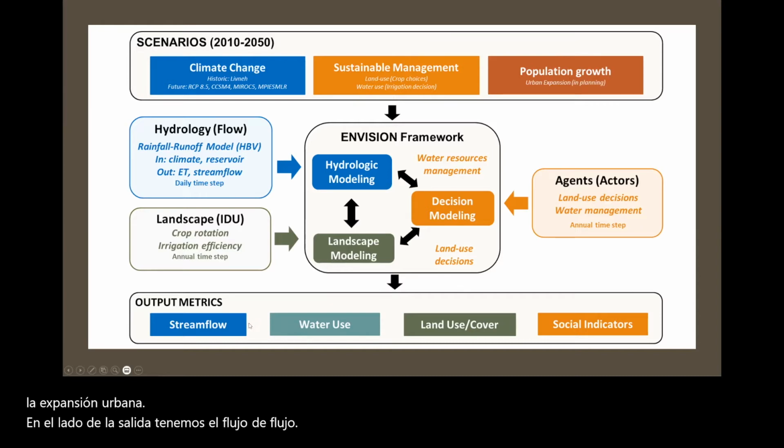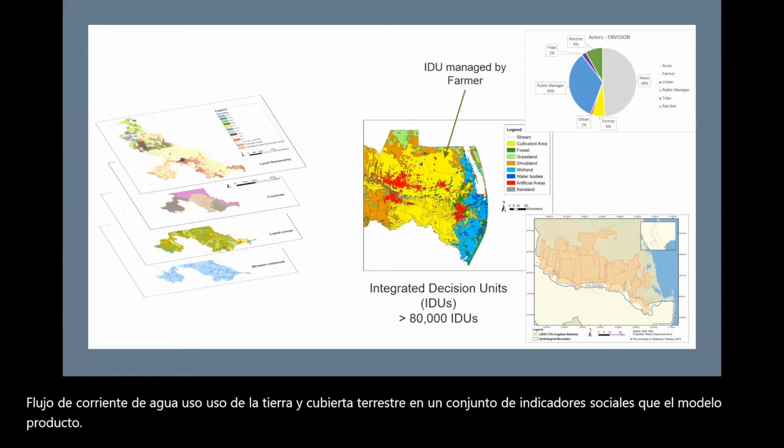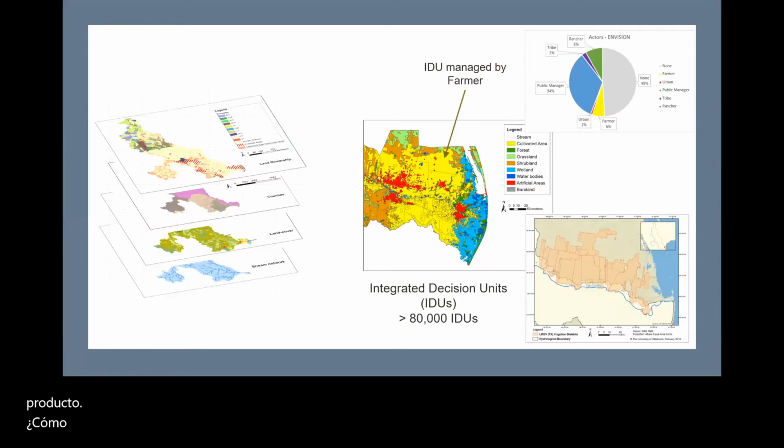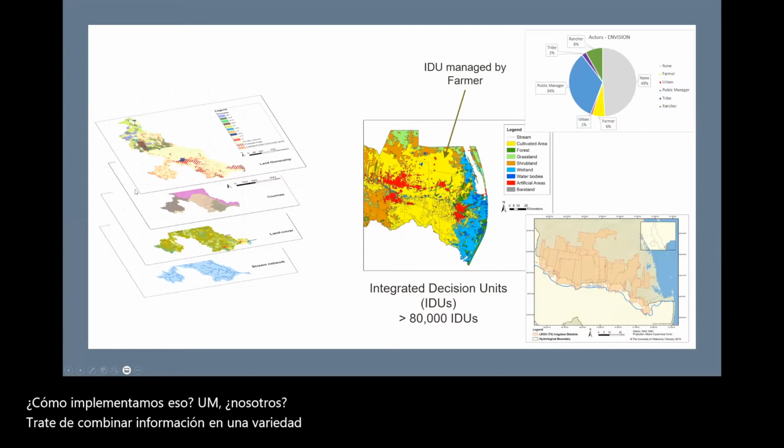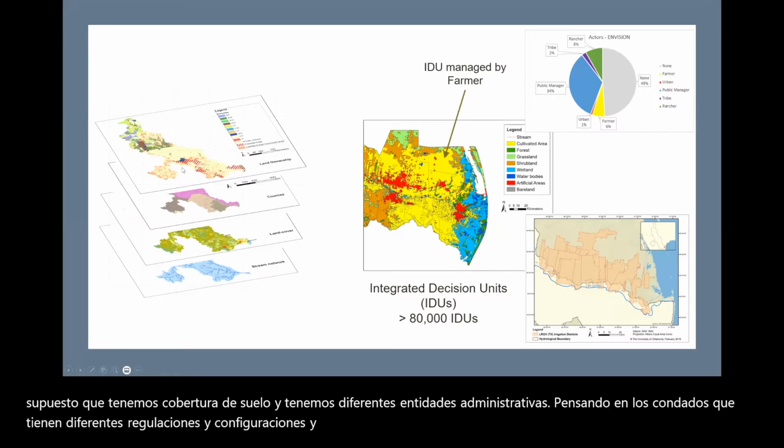Okay, thank you. Stream flow, water use, land use, and land cover, and a set of social indicators that the model produces. So how do we implement that? We try to combine information on a variety of spatial scales. Okay, so we have the stream network, of course, we have land cover, and we have different administrational entities, thinking about counties that have different regulations and settings. And then we have the land ownership that is an important part for the decision-making on the respective piece of land.